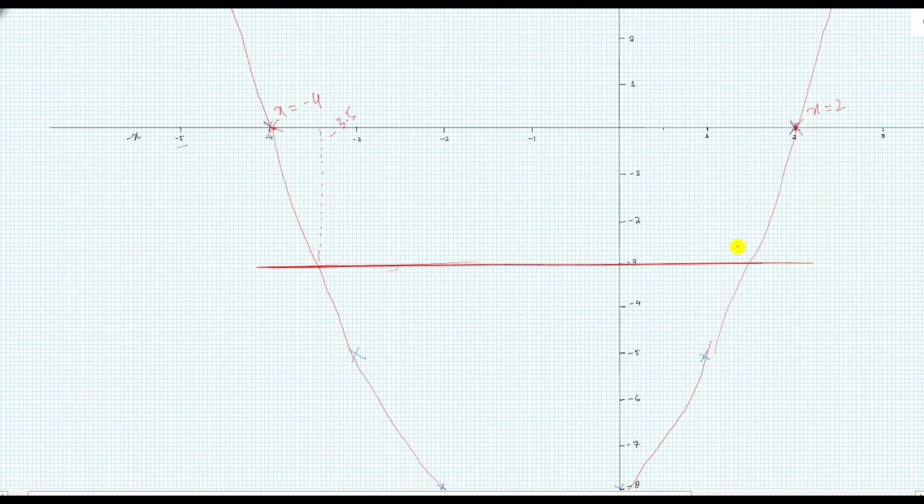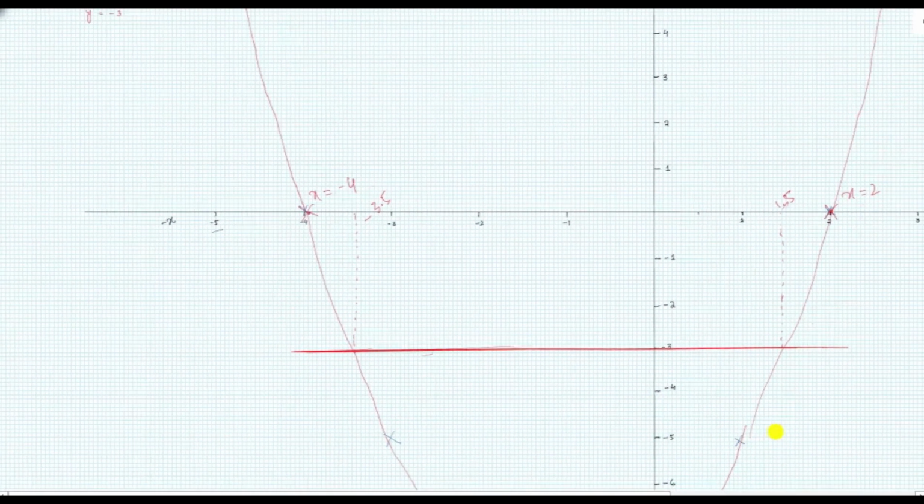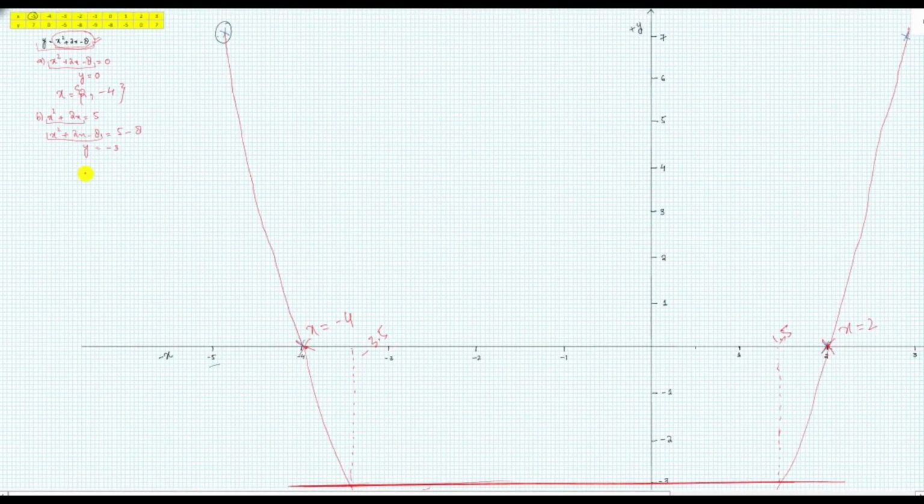And similarly, we will check the next value on the graph. So here the x value is 1.5. So we have got two x values, minus 3.5 and 1.5. These two values are the solution of this part. Minus 3.5 and 1.5, it's the answer of part B. Now let's see what is part C.